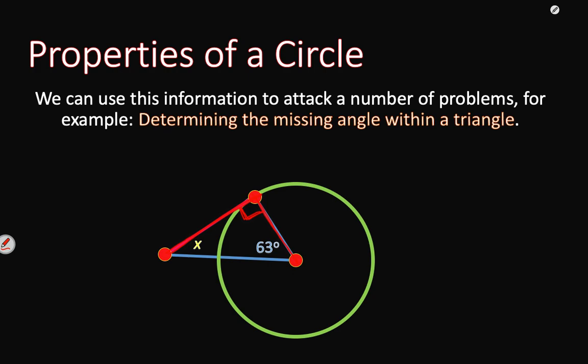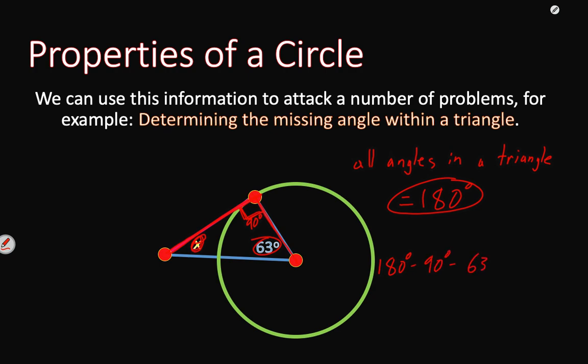The other thing I know is that if you have a triangle, all of the angles have to add up to 180 degrees. So what I can do is I can say I have 90 degrees right here, I have 63 degrees right here. Whatever x is, that has to be the amount to make it all add up to 180. So what I'm going to do is say 180 degrees minus 90 degrees minus 63 degrees. That will equal my x over there. So when we do this, 180 minus 90 is 90.